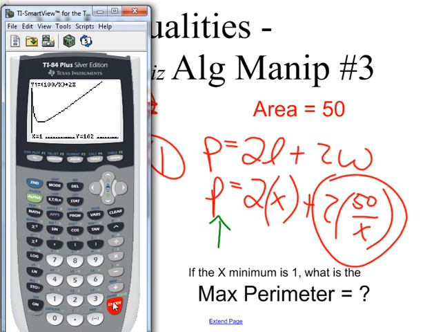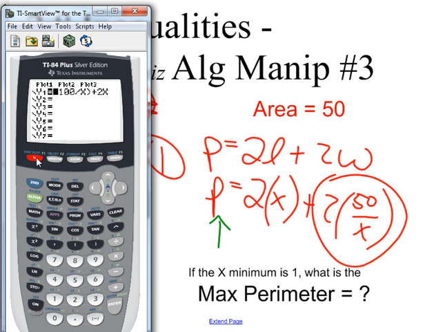Otherwise, I could just think it through on my piece of paper and say, well, if one of the sides is 1, then the other side's got to be 50, and then its perimeter is going to be 50 plus 50 plus 1 plus 1, which would be 102. That works also. Either way, the answer is 102. Now, what's the other thing it could have been? If x wasn't 1, x could be 50.